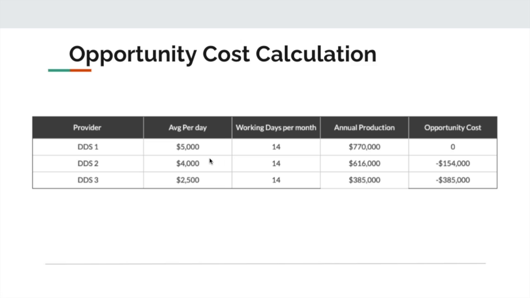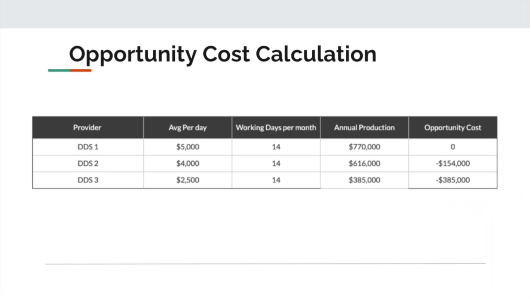We were benchmarking to our main producer here, okay, and we're saying the missed opportunity per day for provider 2 is $1,000, and we're just reducing the difference between these two. That gives us an annualized number of 154,000. Okay. Now for provider 3, the missed opportunity per day is $2,500 because we're just subtracting 2,500 from the 5,000, which gives us an annualized number of 385,000. Okay. So if this is your clinic, you have an opportunity cost of about $500,000.